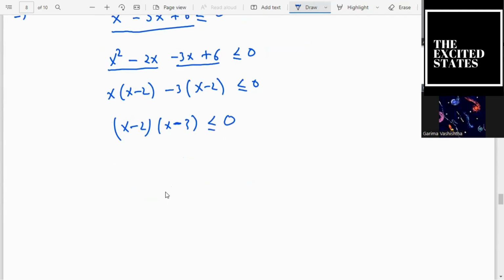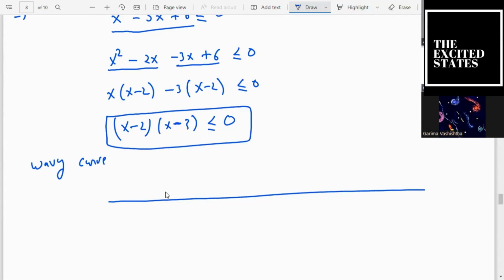Now this method is called the wavy curve method, to find the solution set for this inequality. Just put the critical points on this inequality. You will get 2 and 3. These are the two critical points. Start putting alternating plus and minus: plus, minus, plus. What is our requirement?